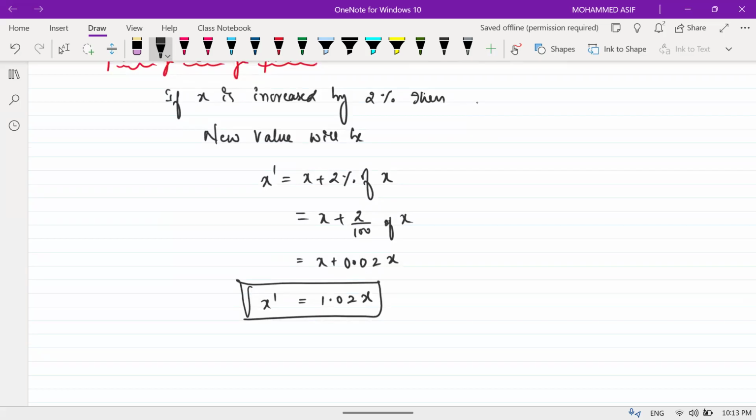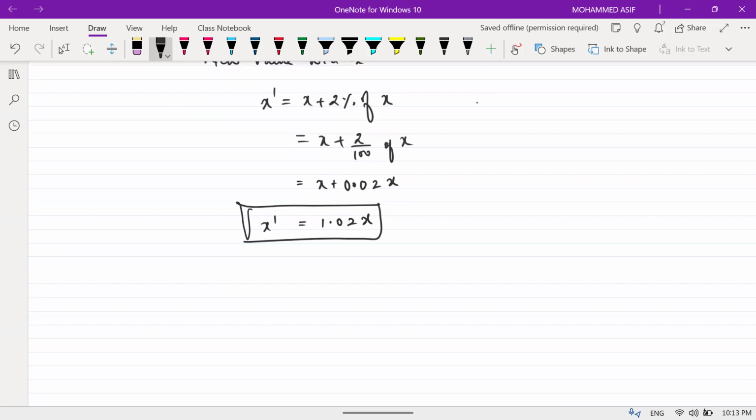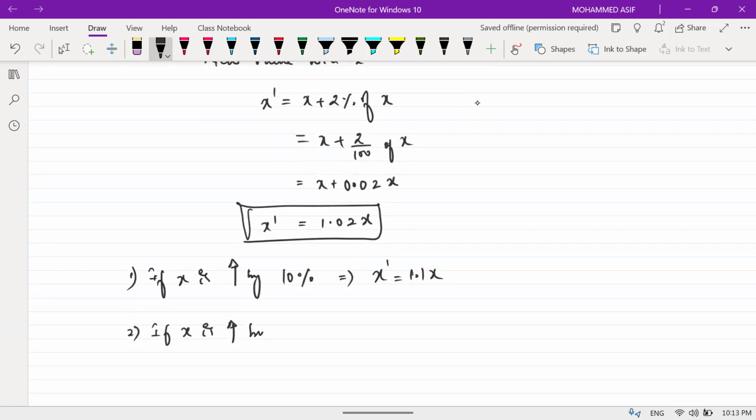If x is increased by 2%, then its new value will be 1.02 times of your x। Okay, chalo, like say if I say that x is increased by 10%, then what will be x dash beta? X dash will be 1.1 times of x, isn't it? If I say that if x is increased by 50%, बोला कितना होगा? करंट इलेक्ट्रिसिटी में बहुत यूज होता है बेटा, रेजिस्टेंस के प्रॉब्लम्स करते हैं टाइम पे. x dash will be equal to 1.5 times of x.